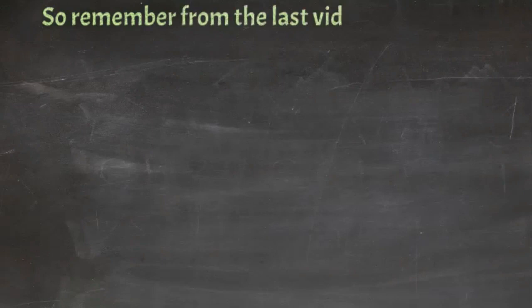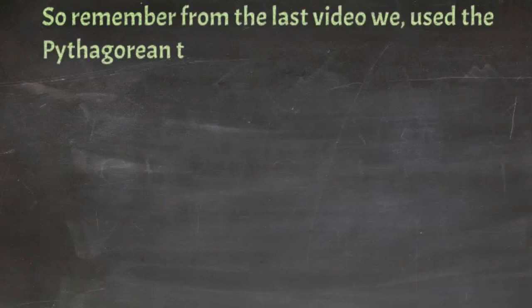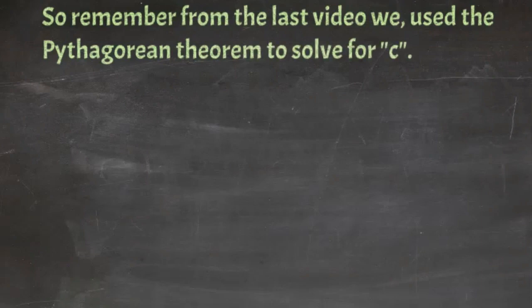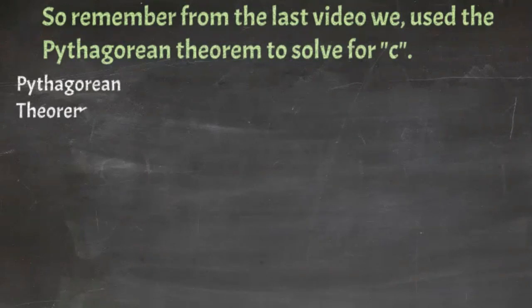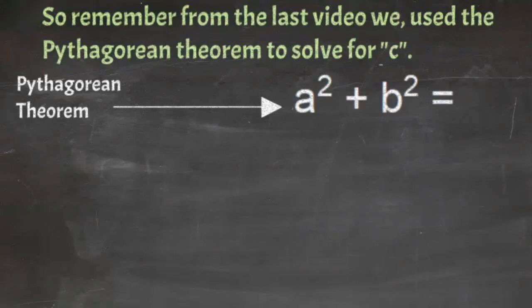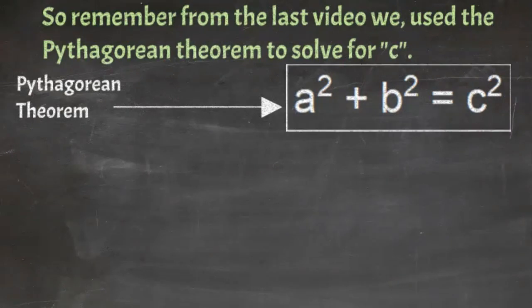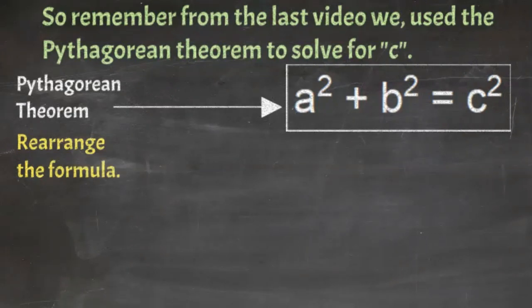So remember, from the last video, we used the Pythagorean theorem to solve for c. So here's the Pythagorean theorem. A squared plus b squared equals c squared. Our first step is to rearrange the formula. So that looks like this. We take the c squared and put it in front. C squared is equal to a squared plus b squared.